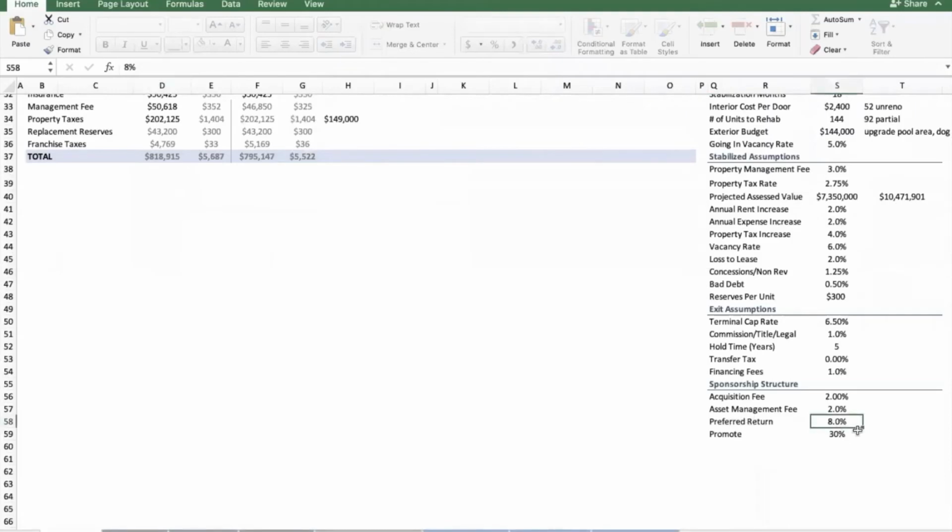Yeah. So what we'll do is the basic comparison, where here we had a deal with a 2% asset management fee, 8% preferred, and a 30% promote. Pretty fair. Some people consider it a little bit more expensive.